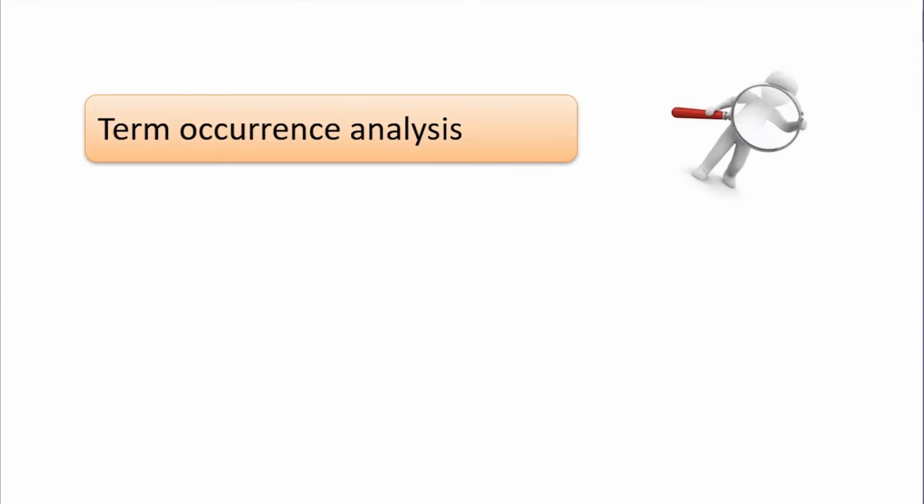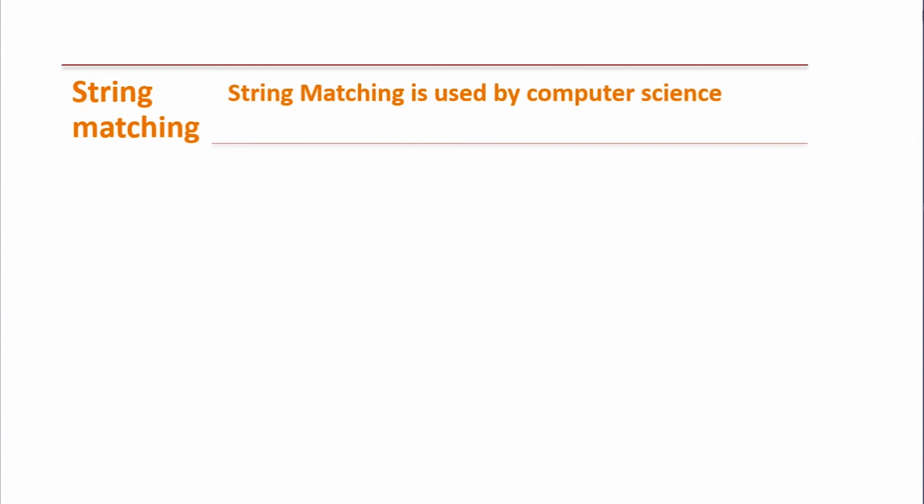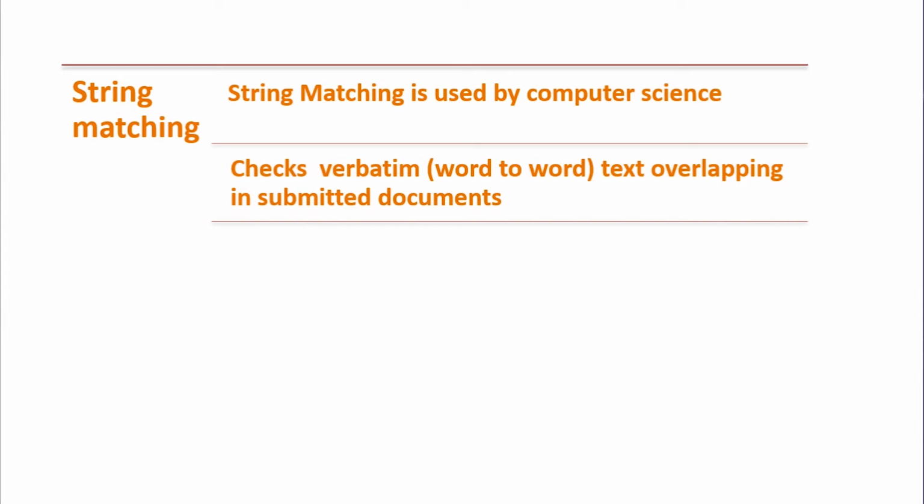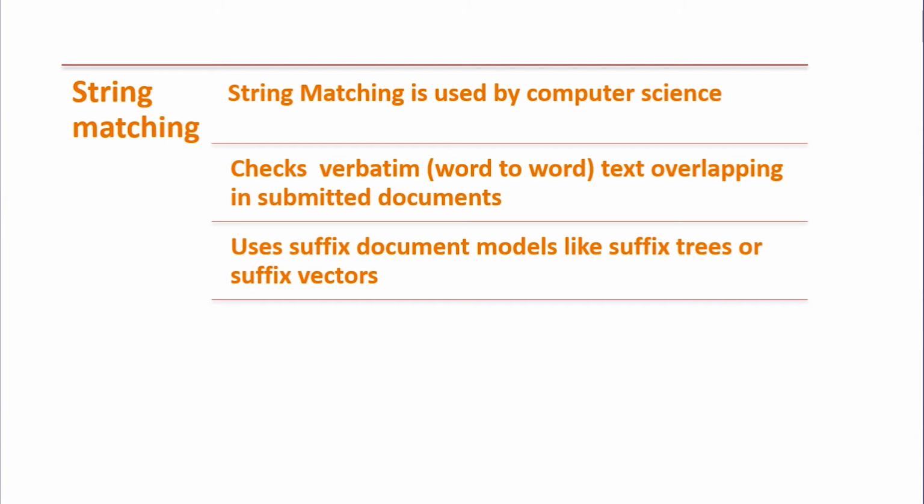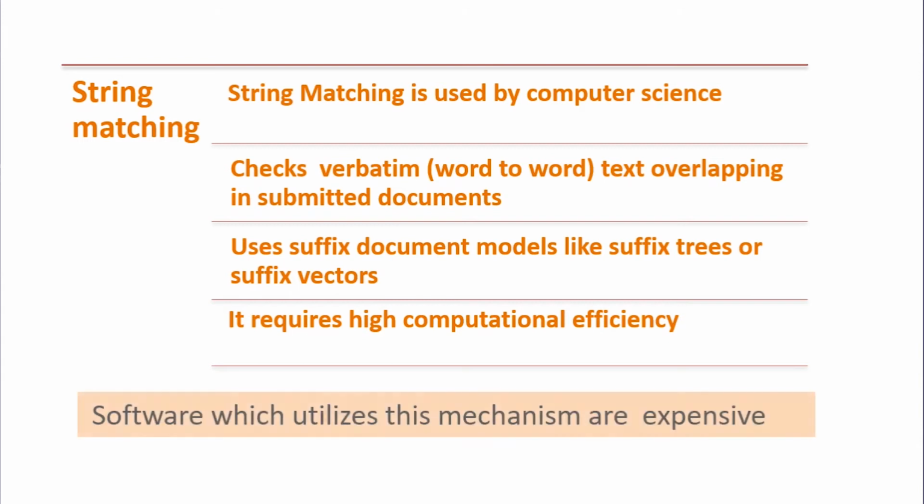The next mechanism is term occurrence analysis. Term occurrence analysis is performed by two mechanisms, string matching and Bag of words. String matching is used in computer sciences and it checks verbatim, word-to-word text overlapping in the submitted document. It uses suffix document models like suffix trees or suffix vectors, and it requires high computational efficiency, and those softwares which utilize these mechanisms are expensive as compared to the others.